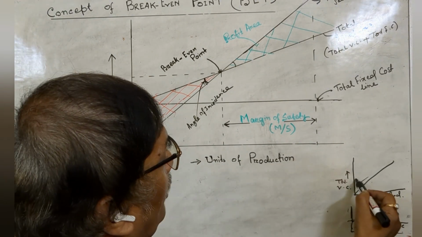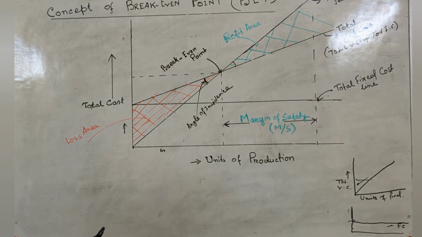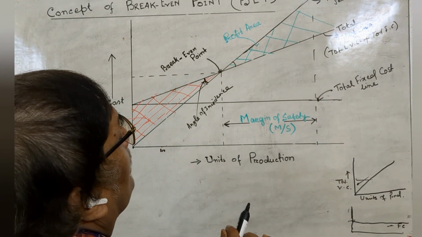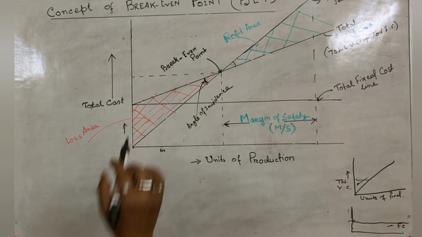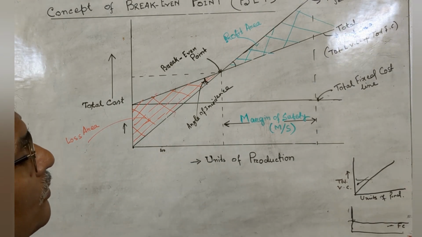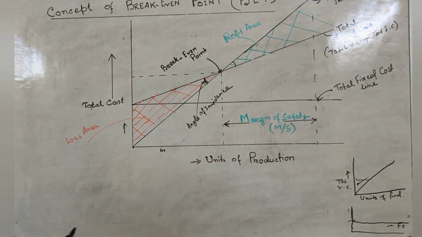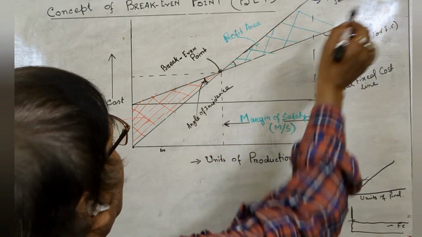This is the variable cost only. This is fixed cost. This is the total cost line. Total cost line means total variable cost plus total fixed cost. Total fixed cost remains the same. As the units of production increase, total variable cost increases. That's why the total cost line is showing like this.